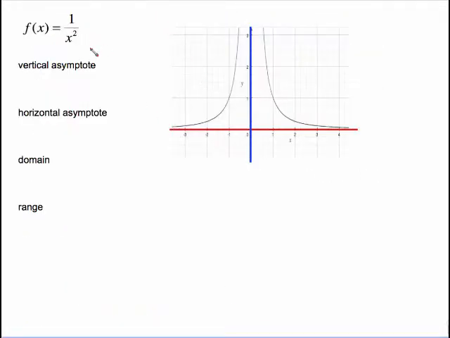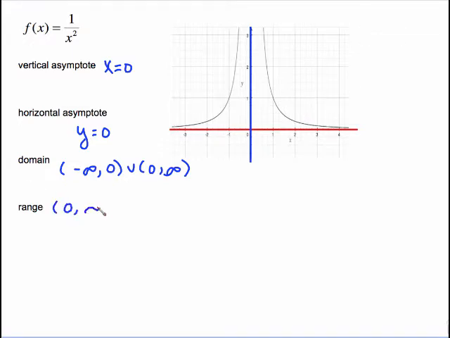This is a graph of 1 over x squared, so it's a little different than 1 over x. But you can tell, looking at the picture, certain things. You can tell the vertical asymptote is at x equals 0. The horizontal asymptote is the x-axis, which is y equals 0. The domain of this is going to be from -∞ up to that vertical asymptote at 0, union from 0 to infinity. The range is above this horizontal asymptote, which is at 0, so it is just from 0 to infinity.